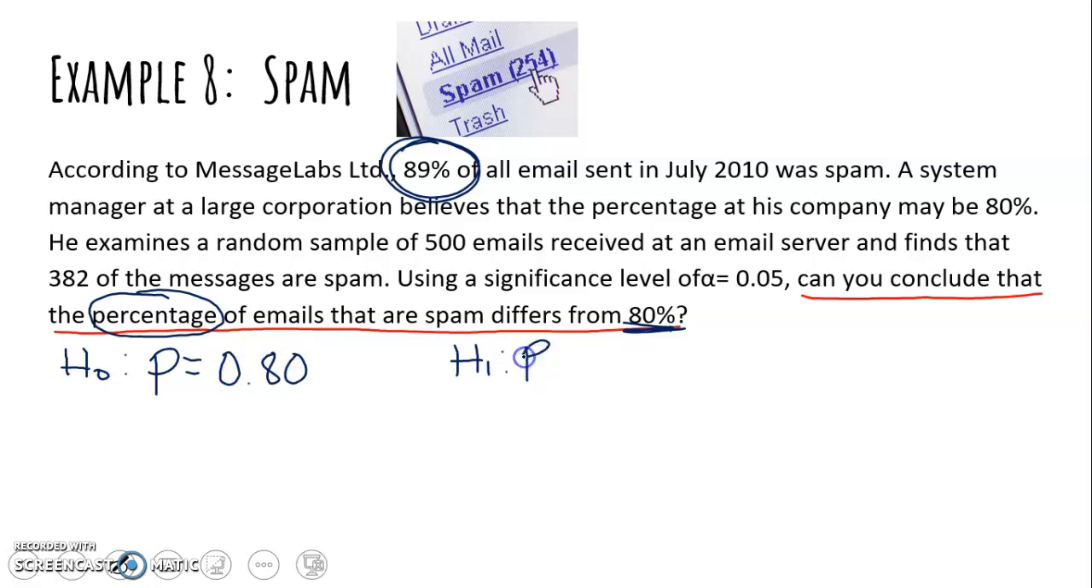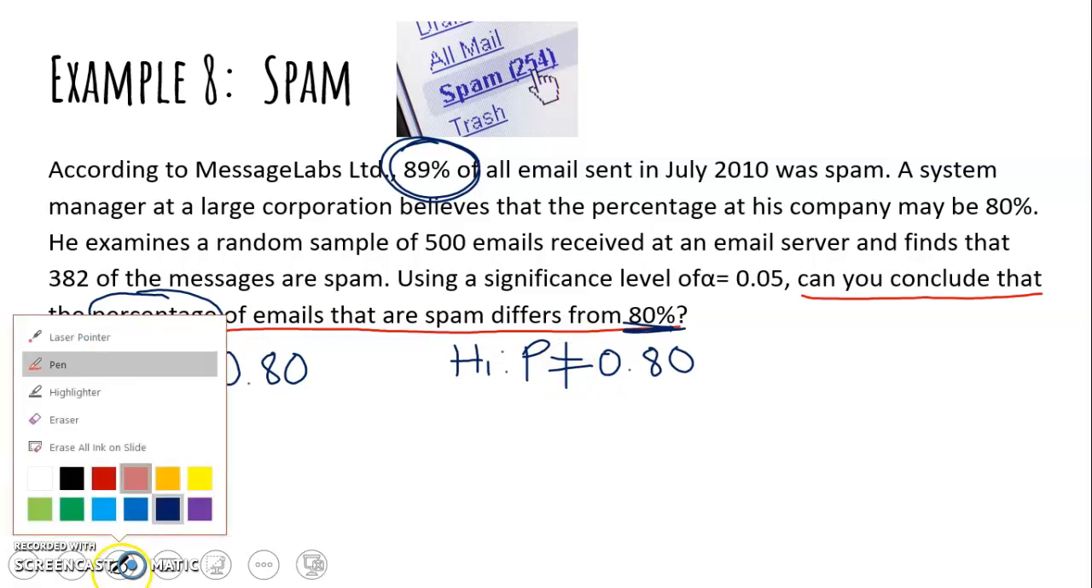And then proportion, what sign would we use for our alternate statement? So let's read the claim statement again. Can you conclude that the percentage of emails differs? So differs would be not equal to. All right, so which type of test are we running?